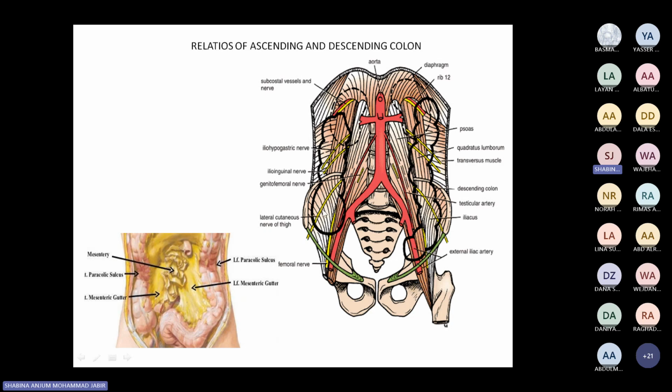Here you can see that it is related to two more important nerves: this is the femoral nerve, right? And this is the lateral cutaneous nerve of thigh. Lateral cutaneous nerve of thigh and femoral nerve. Above we have other nerves, which we will see later. But at this point, you should know the iliacus and psoas muscles, and then these two nerves.